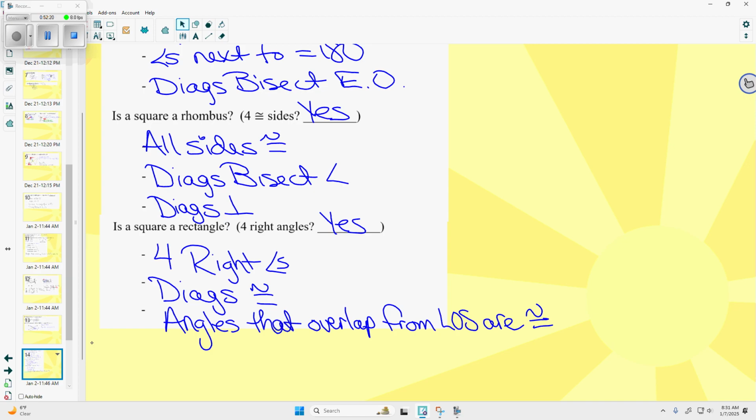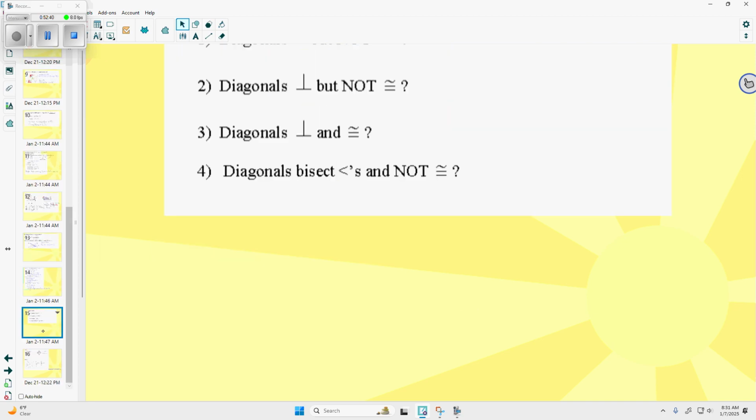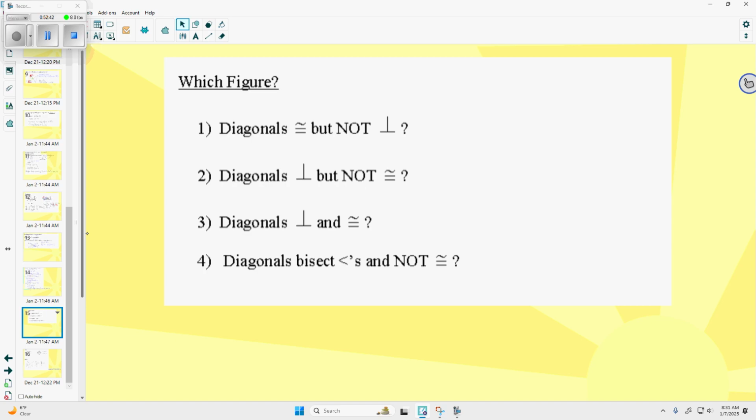All right, so at your tables right now, knowing all of the 3 or 4 different things we're talking about here, we've got rectangles, rhombuses, squares, 3 things. I want you to look at those descriptions and decide which shape it is, rectangle, rhombus, or square, or multiple if there's multiple. So go ahead and talk at your tables.